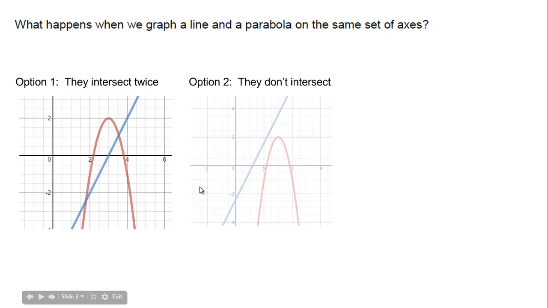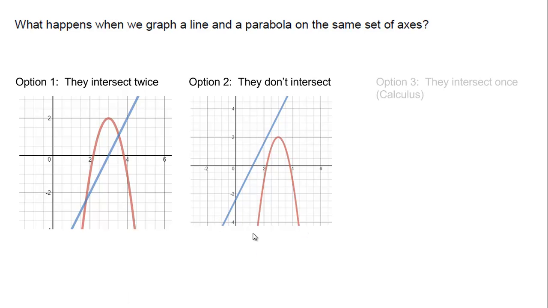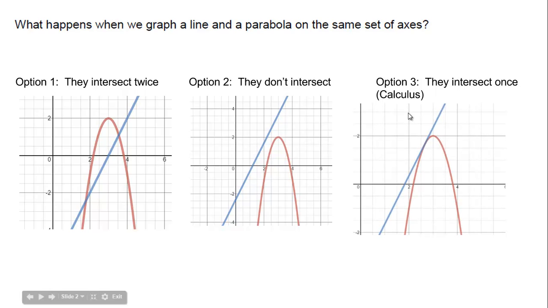Option 2 is they don't intersect at all. So you've just got a line that goes straight over the quadratic, and they don't intersect. And option 3 is they intersect once. So there's one point that the line touches the quadratic, but then it doesn't actually go through it. It just touches it, and what we call this is the tangent to the parabola. This is actually what we do when we study calculus.